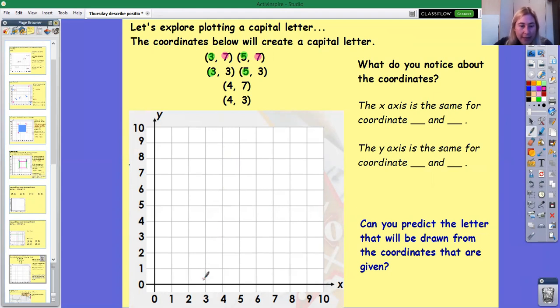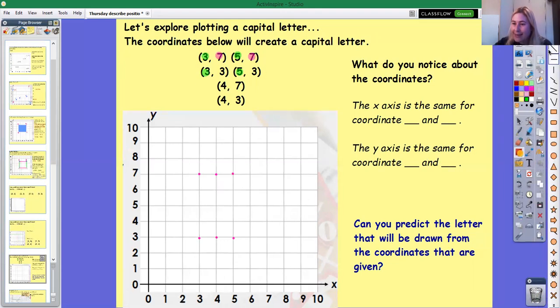Okay, let's go. So 3, 7 is there. And then I need to go along to 5, 7, which is there. Now, let's look at the next one. It says 3, 3. So let me plot 3, 3. And 5, 3 is just further along the x-axis. Now I need to plot 4, 7. So if I go back up here, and then 4, 3 is here. That's interesting. So if I just connect those lines, that wouldn't create a letter, would it?